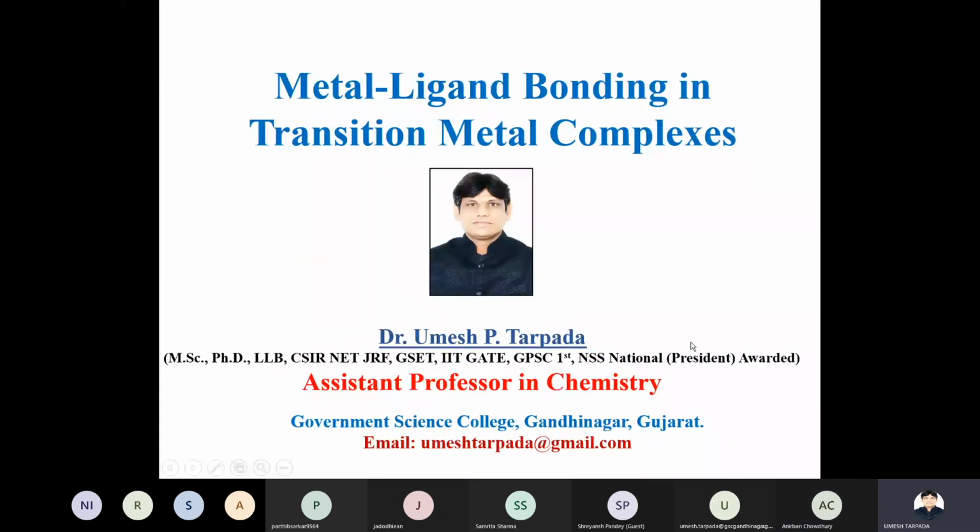So see, the first chapter of this paper is metal-ligand in transition metal complexes. You know very well what a metal is, especially a d block element, and a ligand is nothing but something having a lone pair of electrons or a negative charge. Generally, ligands donate their electrons to the central metal atom in order to get a stable complex. So the d orbitals of the metal are used with the ligand.